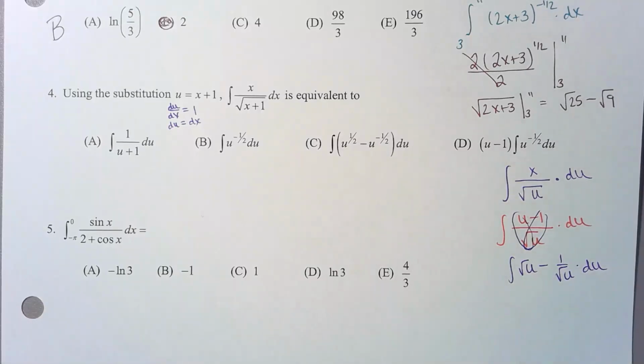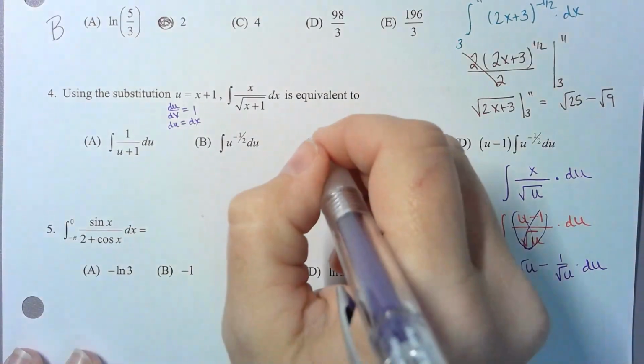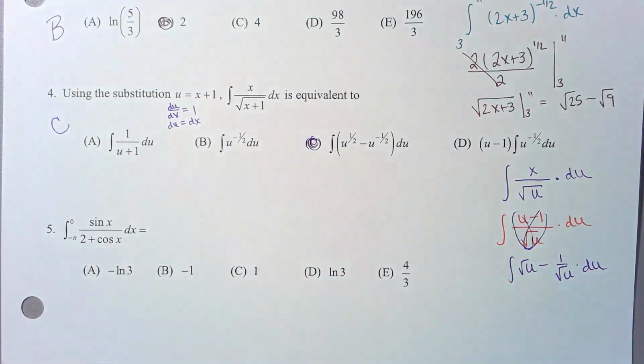Now, they did not ask us to take the antiderivative. They just asked us to find an equivalent expression. And so that's where we get letter C from, option C, if you will.